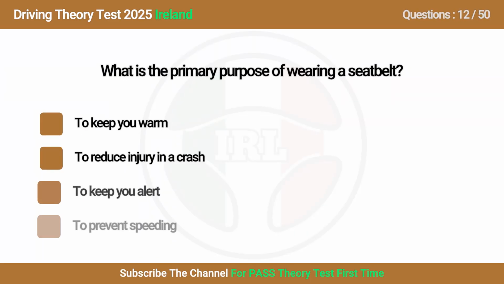Question 12. What is the primary purpose of wearing a seatbelt? A, to keep you warm. B, to reduce injury in a crash. C, to keep you alert. D, to prevent speeding.